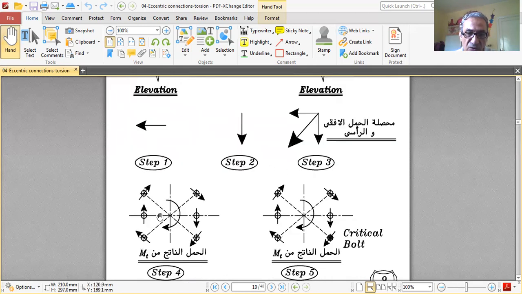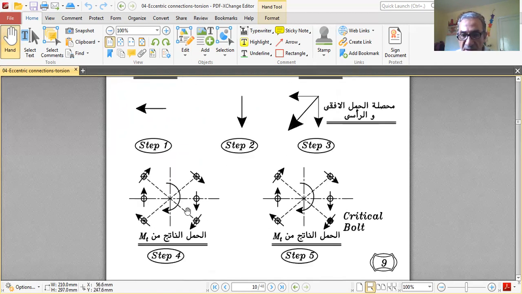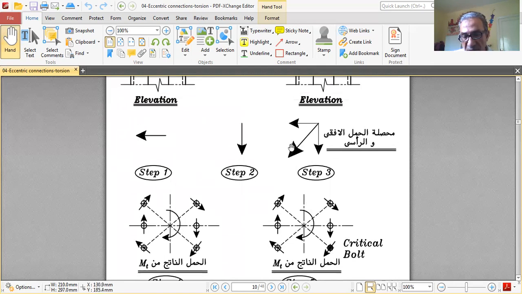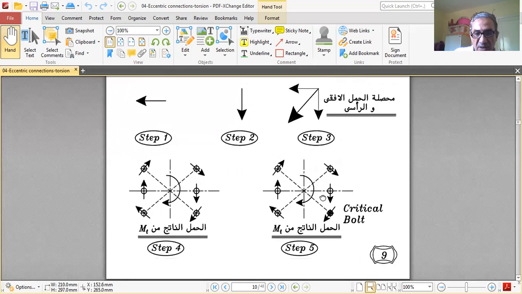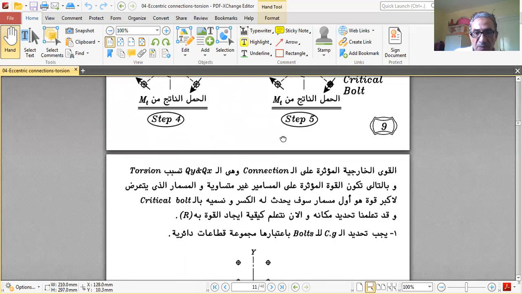So we have, due to torsion, this is the torsional moment. The forces are like this, perpendicular to this radius, this, perpendicular, this. Again, these are the forces due to MT. And over here, the resultant is this one. At this location, the resultant of the force and the resultant of the force due to MT are in the same direction. So this is the critical bolt. This is how we determine the critical bolt for this bolt group.